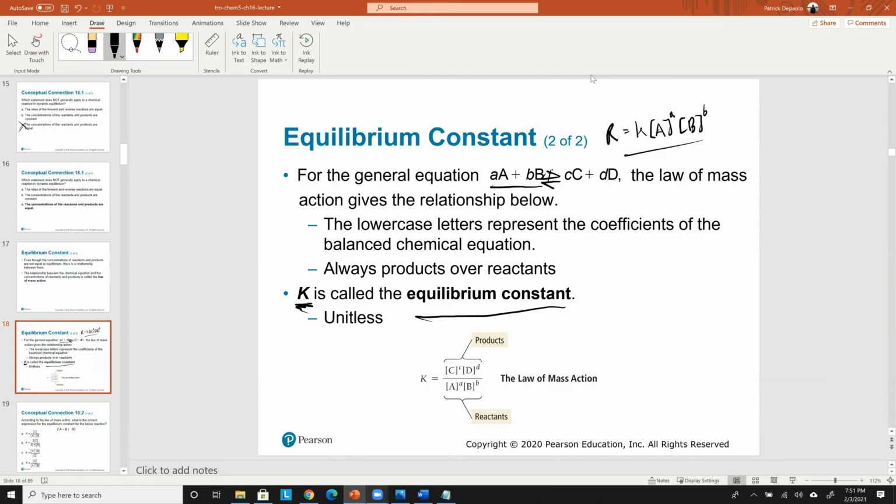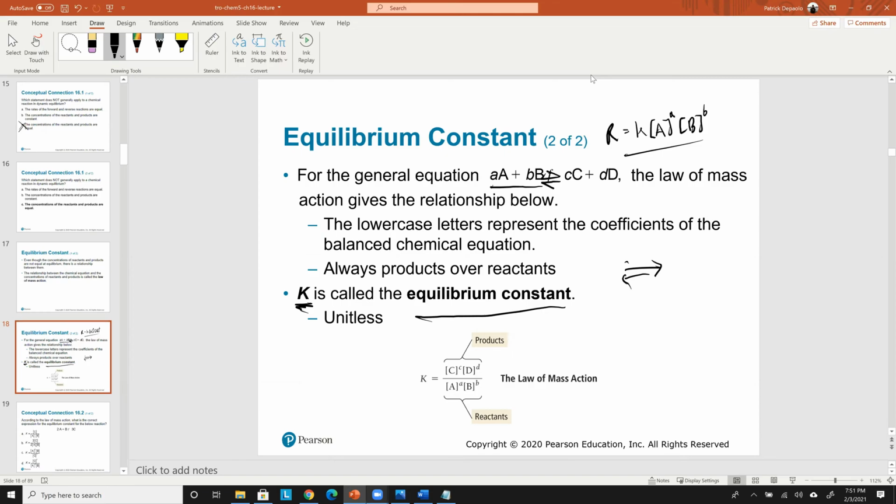Also keep in mind, the biggest difference is that most of the reactions from chapter 15 only had one arrow, meaning they went fully towards the products. For equilibrium, they all have the two arrows. If it has one arrow, chapter 16 does not apply at all. So keep that in mind as well.